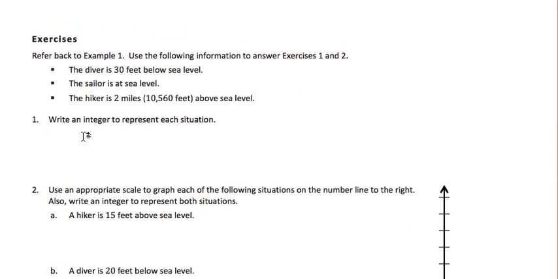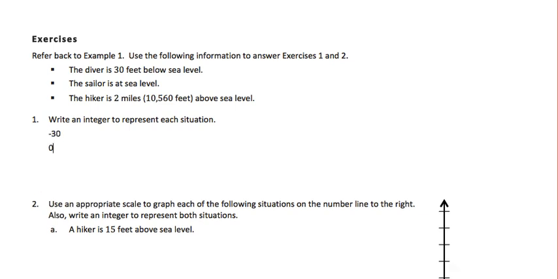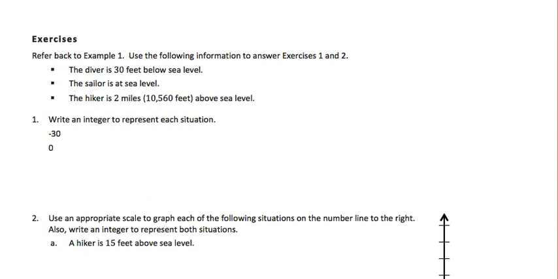So then our diver would be at negative 30 feet. Our sailor would be at 0. That is the place where the dividing line is, where our numbers become positive going above sea level, and our numbers become negative going below sea level. Our 0 is our dividing line. And the hiker is at a positive 10,560 feet.